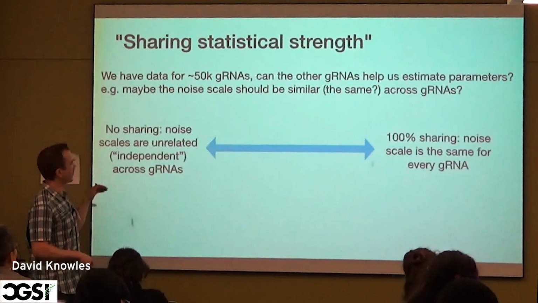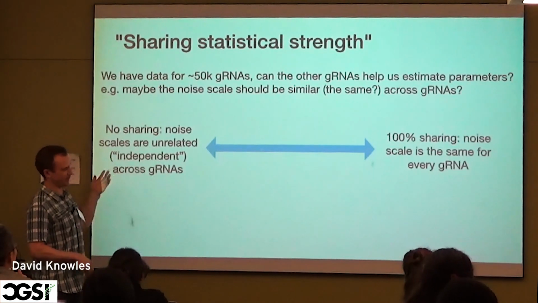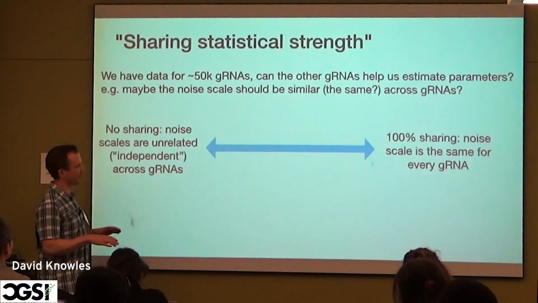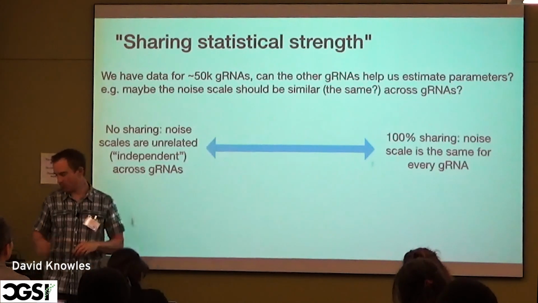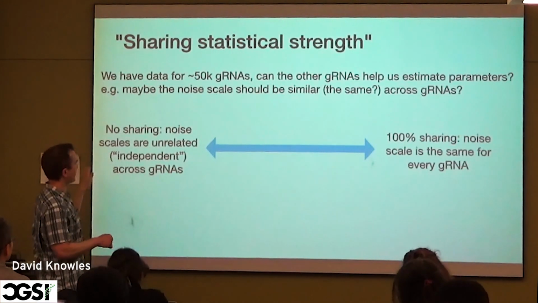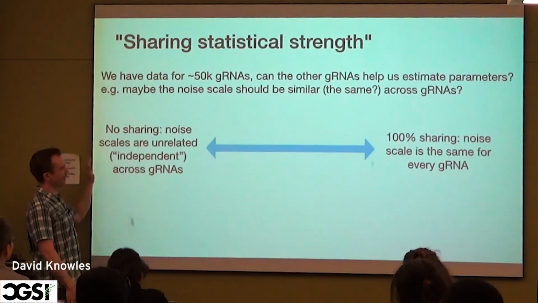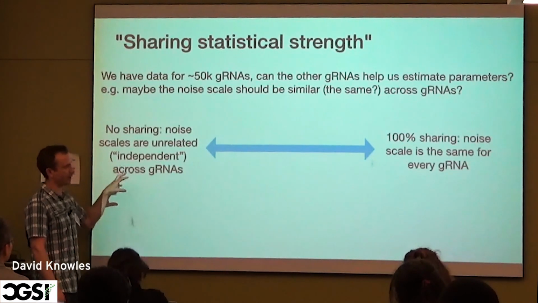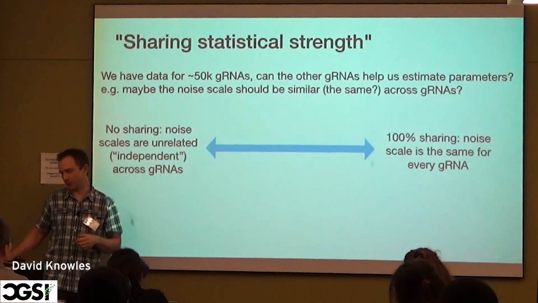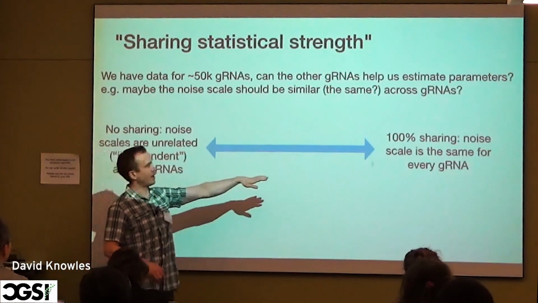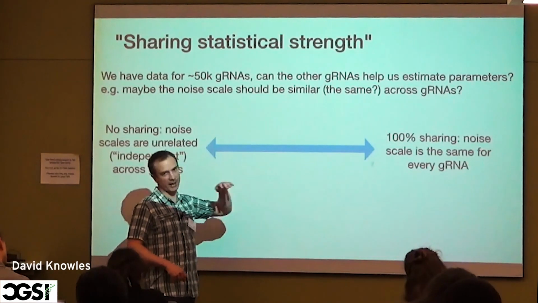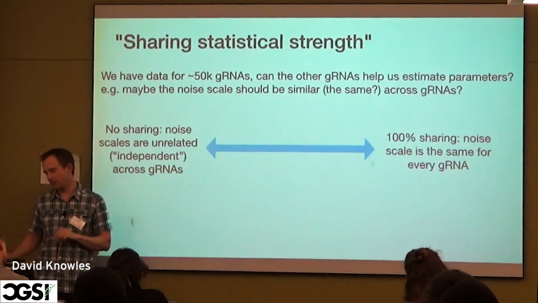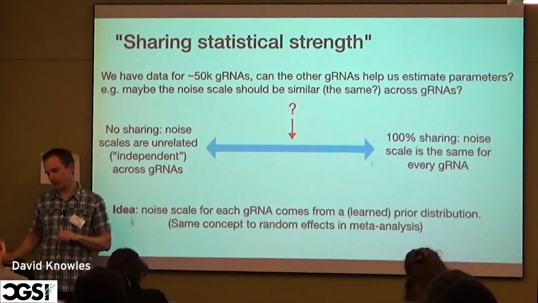A nice way to achieve this goal of sharing information between different somewhat related observations, in this case guide RNAs, is to first think about these 2 extremes. One extreme is we could fit an independent model for every single one of the 50,000 guide RNAs. That's effectively what I've shown you so far. So there's no sharing of information, but we have very little data to go on for each individual guide RNA. Another extreme is I could fix some parameters to be shared, to be the same across all the guide RNAs. For example, I could say the noise variance is the same across every single guide RNA.